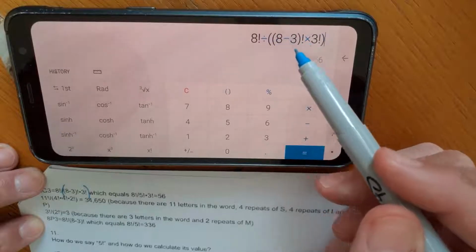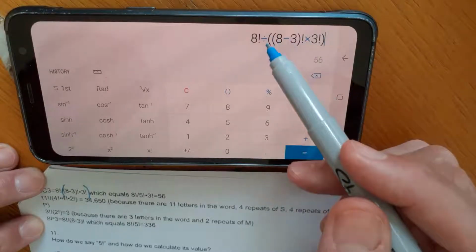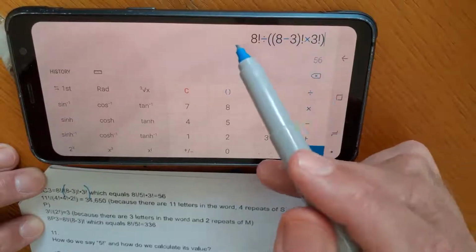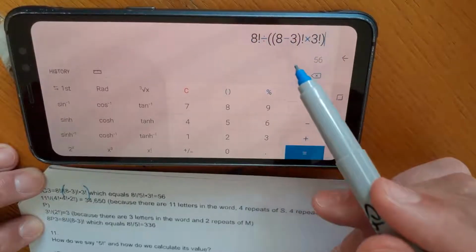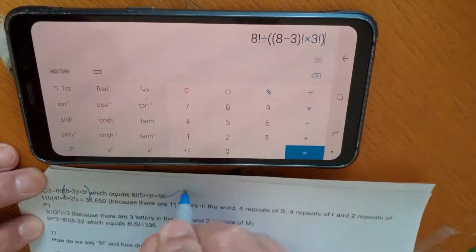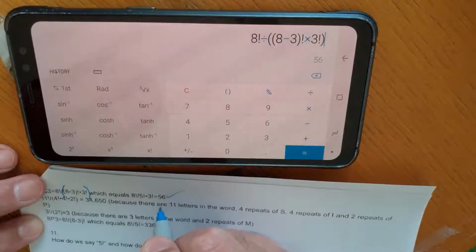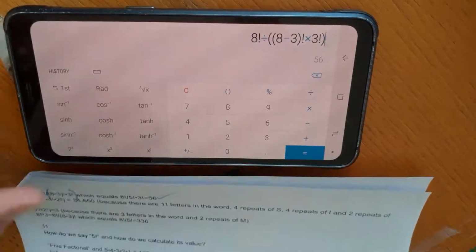It's going to do this one first and raise it to a factorial. And then it's going to take this one and multiply it all together. And then it's going to take this and divide it by all that, right? 56 is right. If you get a different answer here, check your order of operations right there.